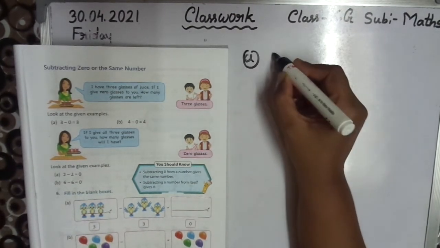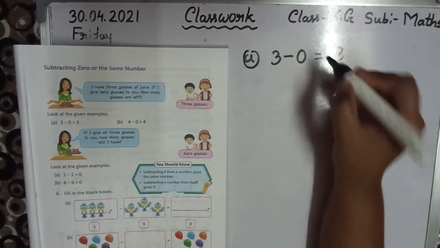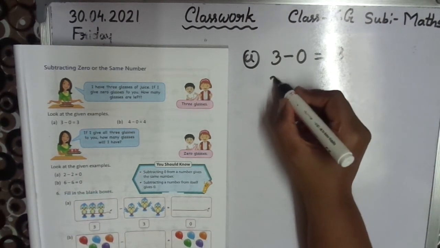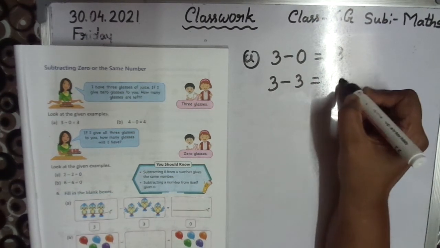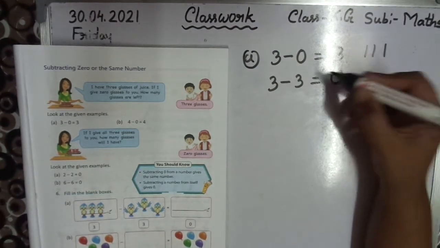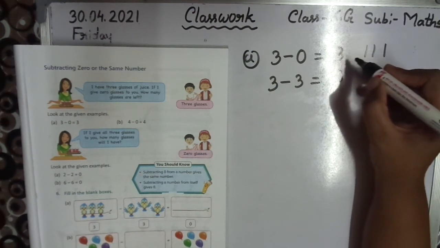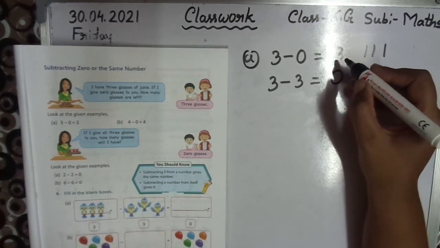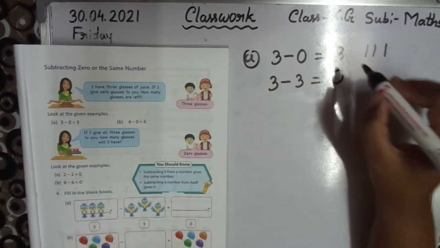See here, A, 3 minus 0 is equal to 3. Okay, but 3 minus 3 is equal to 0. See here, 1, 2, 3, but 0 is no number. So that's why we write 3 here, the same number. Okay. Subtracting 0 from a number gives the same number.